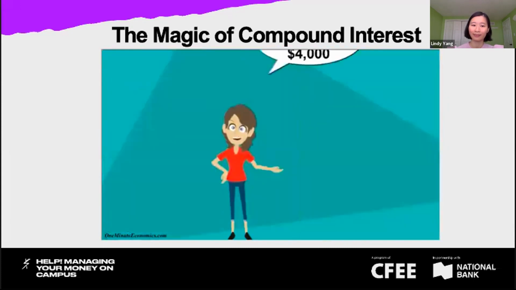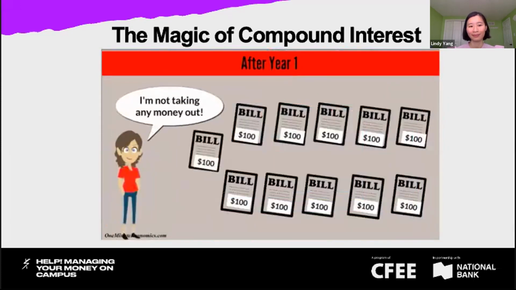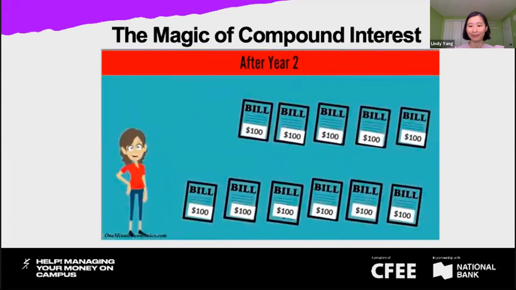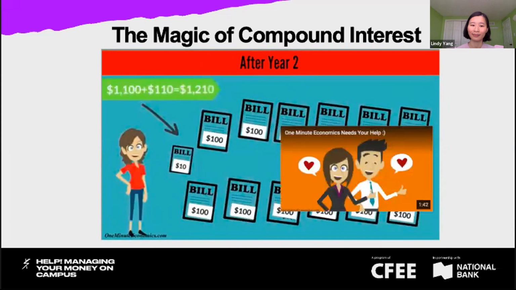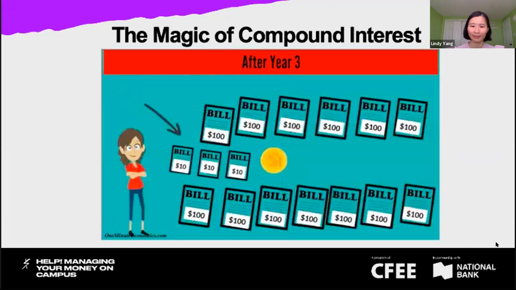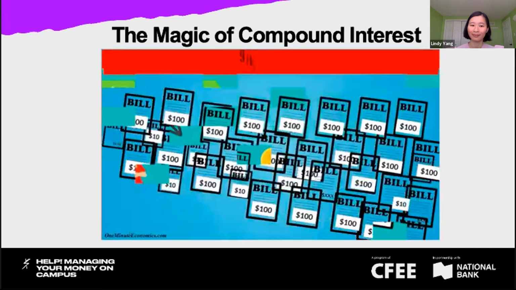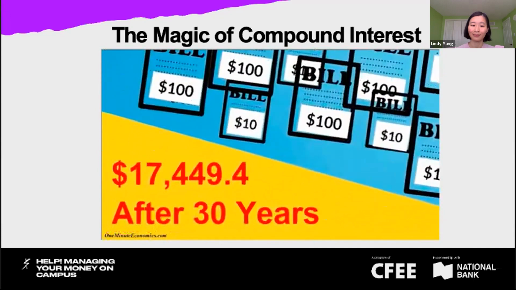Lisa, on the other hand, will make more. After 1 year, she will have $1,100 in her account, but she keeps everything there. After the second year, she will earn 10% of those $1,100, and not only on the initial $1,000. Therefore, she will have $1,100 plus $110, so $1,210. After the third year, she will earn 10% of those $1,210 and have $1,331. After year 30, she will have $17,449.40, over 4 times more than John.